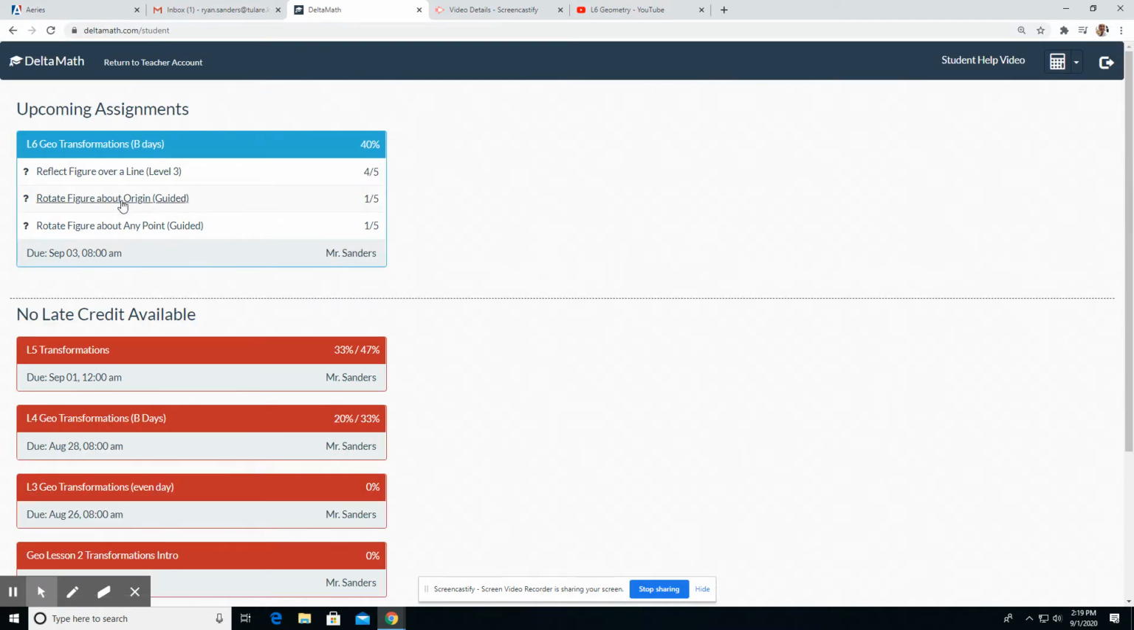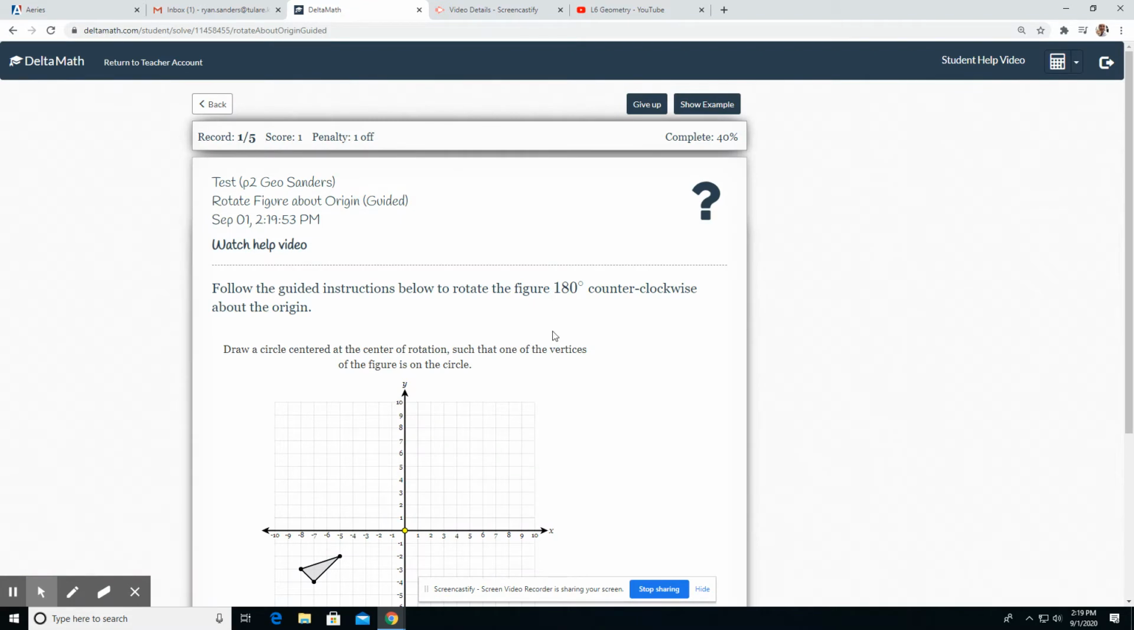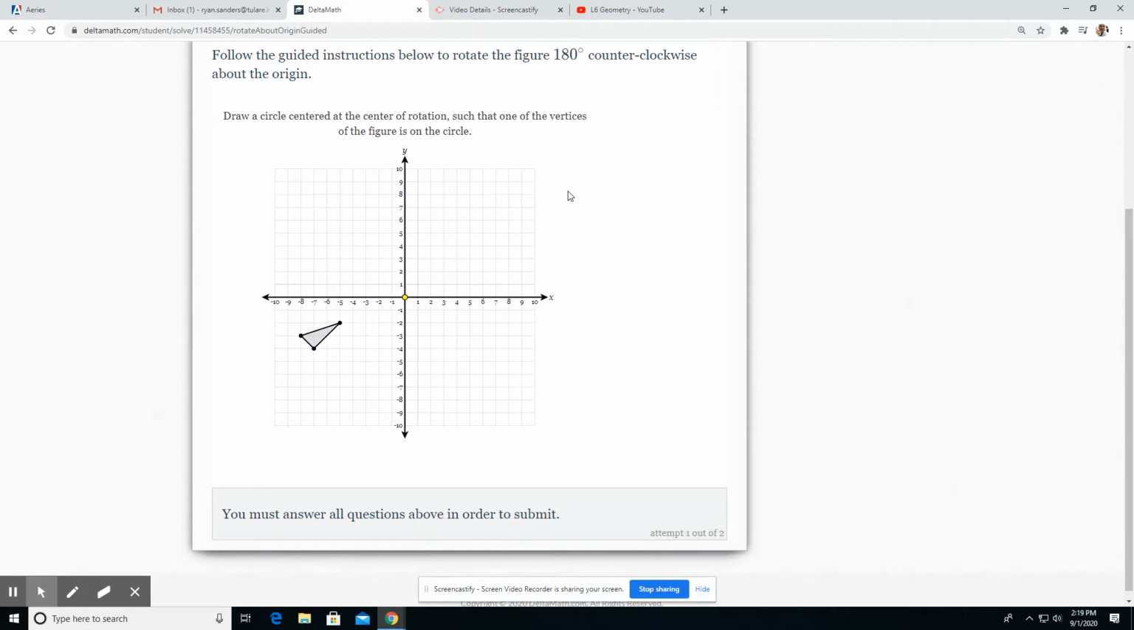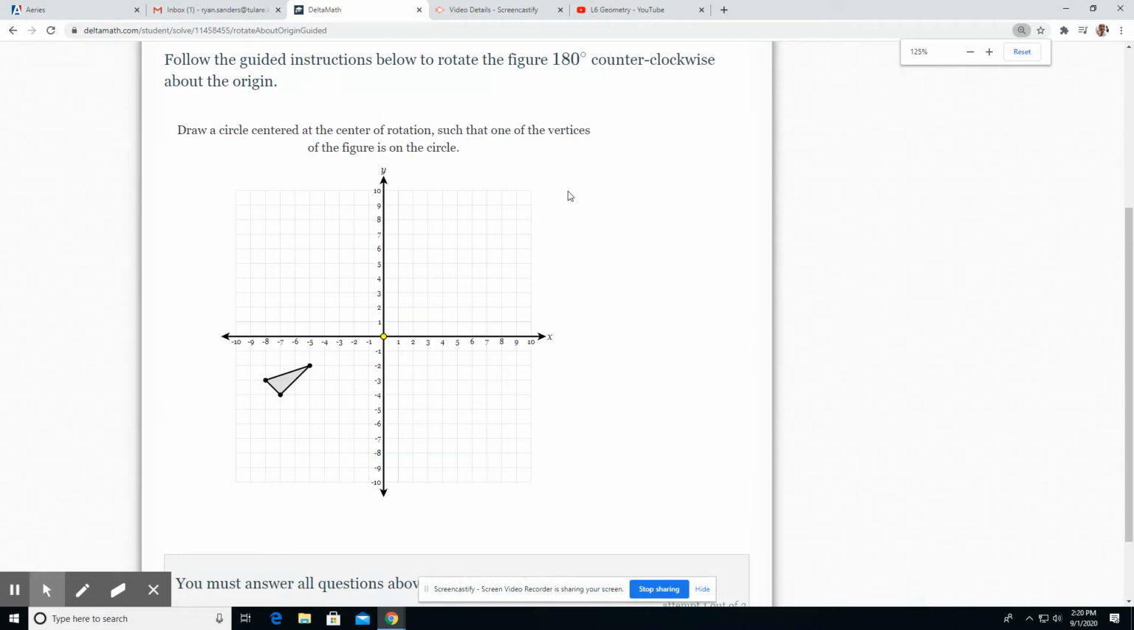Rotate a figure about the origin, guided. So we're going around 0, 0. Follow the guided instruction below to rotate the figure 180 degrees counterclockwise about the origin. Draw a circle centered at the center of rotation such that one of the vertices or corners of the figure is on the circle.